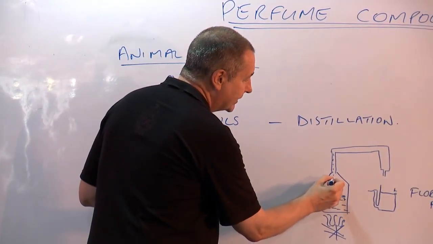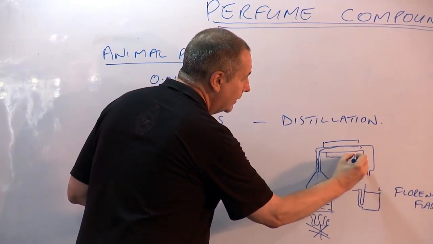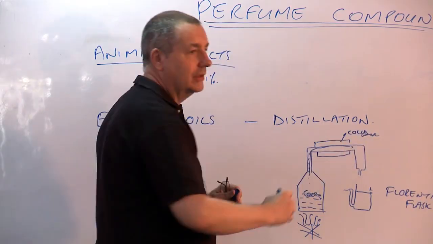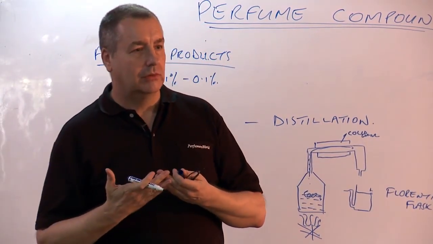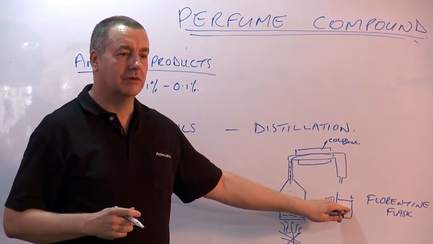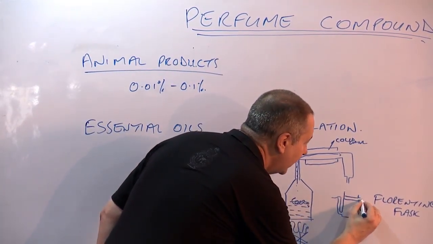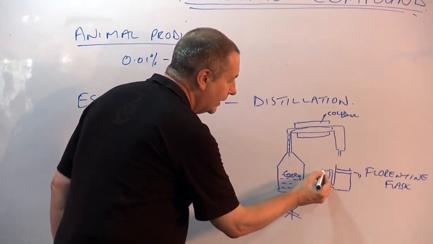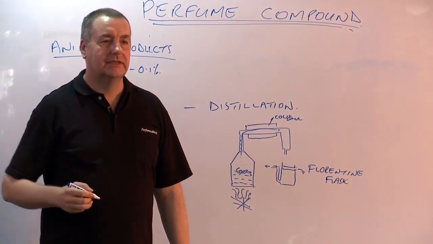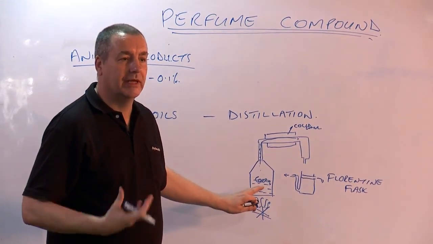It passes with the steam and the water into a condenser, and this condenser will have cold water flowing through it to cool the steam back down to water and oil. The water and the oil drip into the Florentine flask, or the separator, and the oil floats to the top and can flow out there, and the water can be taken off and then reused. That is water distillation, because we have water in there and we heat it.